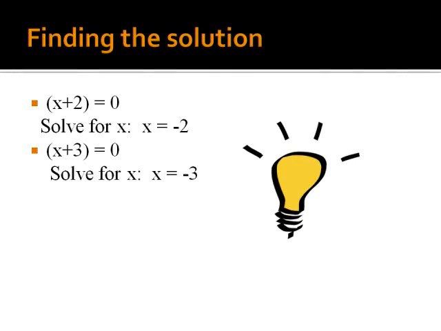When you multiply them together to check your answer, you set each parenthesis equal to 0. Solve for x. You should have a final answer of x equals -2 and x equals -3.